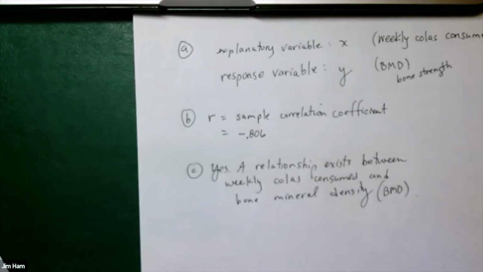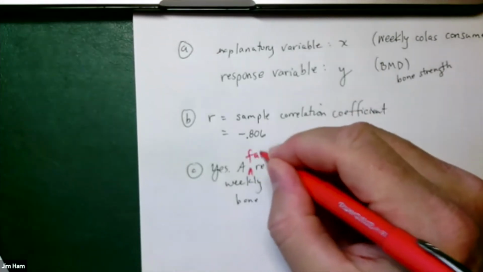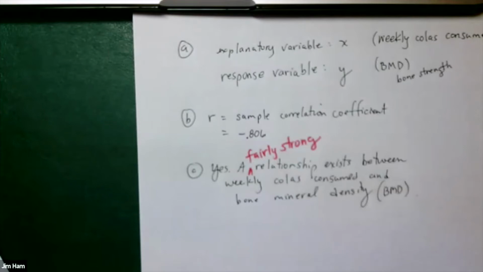Now, usually we're going to use descriptors. And so when you get something like 0.8 or negative 0.8, that is fairly strong. We also want to indicate whether it's a downwardly sloping trend line or an upwardly sloping trend line. If it's upward, then the correlation coefficient and the slope of the line will be positive. If it's a downward sloping trend, then the R value will be negative, and also the slope of the best fit line will be negative.